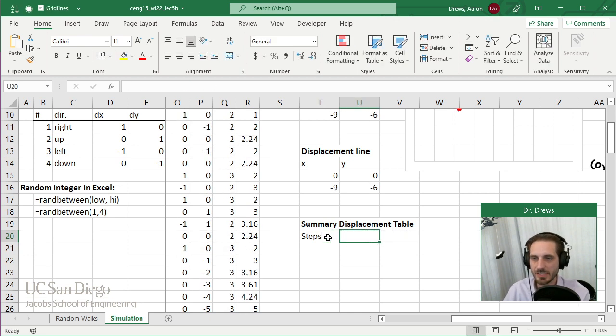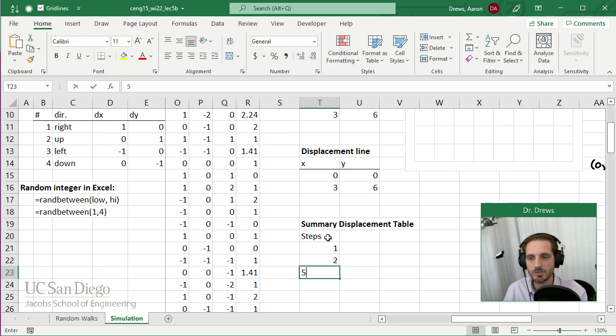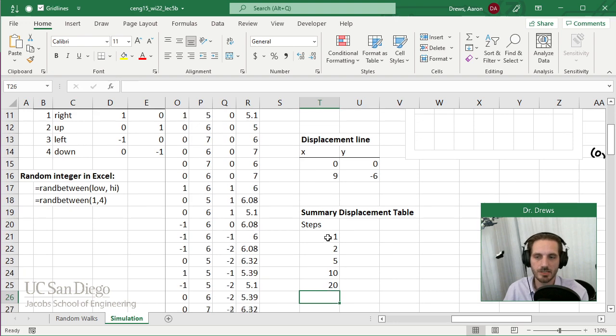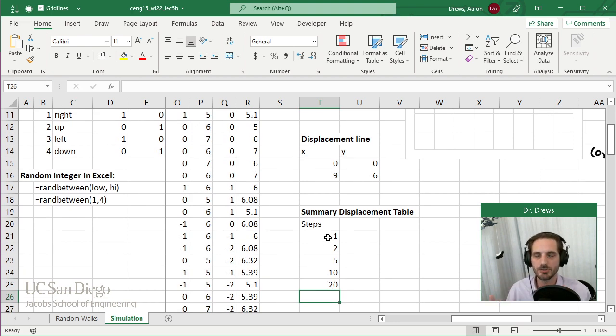So the steps taken that you'll have in your homework follow patterns that look like 1, 2, 5, and then 10, 20, and 50, and then 100, 200, and 500. I'm going to talk about what that pattern represents in a moment. It might seem kind of arbitrary right now, but we will get there. And then the displacement table is only interested in those values.